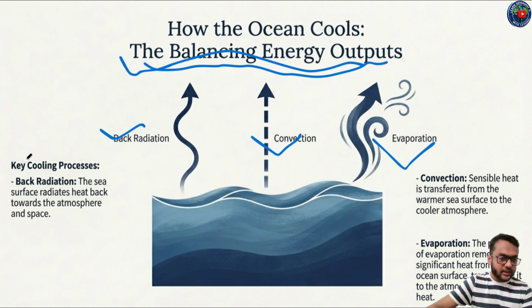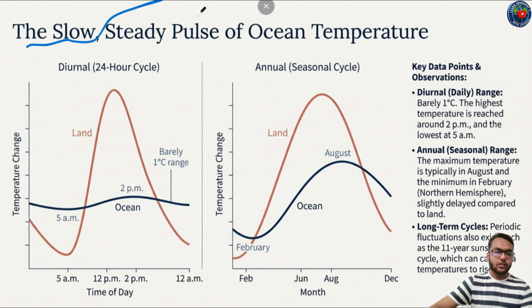Back radiation: the sea surface radiates heat back towards the atmosphere and space. Convection: sensible heat is transferred from the warmer sea surface to the cooler atmosphere. Then evaporation: the process of evaporation removes significant heat from the ocean surface, transferring it to the atmosphere as latent heat.